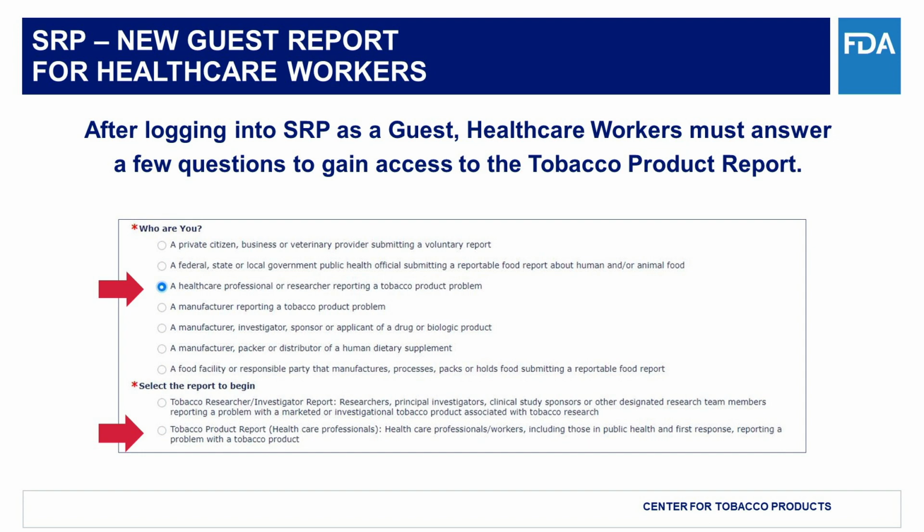2 questions that can be somewhat tricky are shown on this slide. Answer the question, "Who are you?" by selecting the option for a healthcare professional or researcher reporting a tobacco product problem. This choice causes a hidden question to show. From the 2 options available, select the one labeled Tobacco Product Report, Healthcare Professionals.